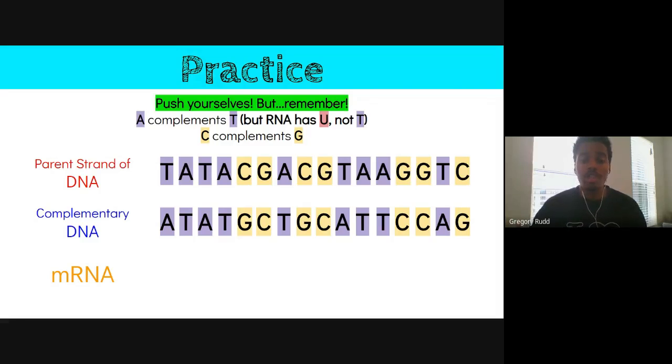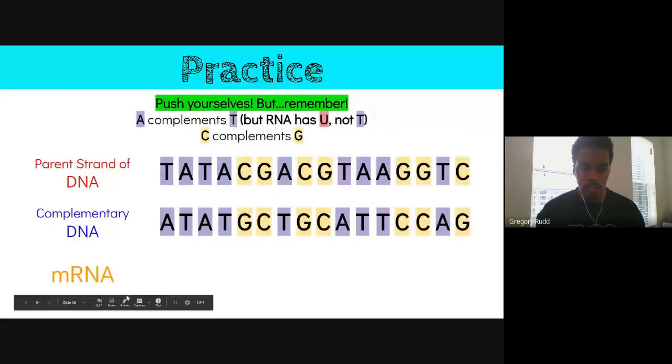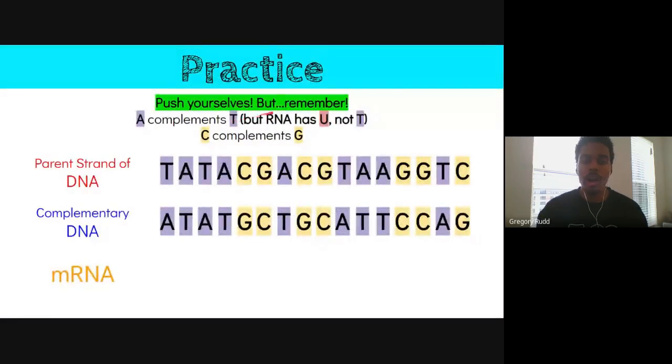Yesterday, we talked all about transcription, so the process of taking DNA and transcribing it to RNA. Now, the thing that we have to remember about transcription is that when we're transcribing from an A, we don't go to a T, because RNA does not have T's, it has U's. So we transcribe an A to a U. All right, so keep that in mind.